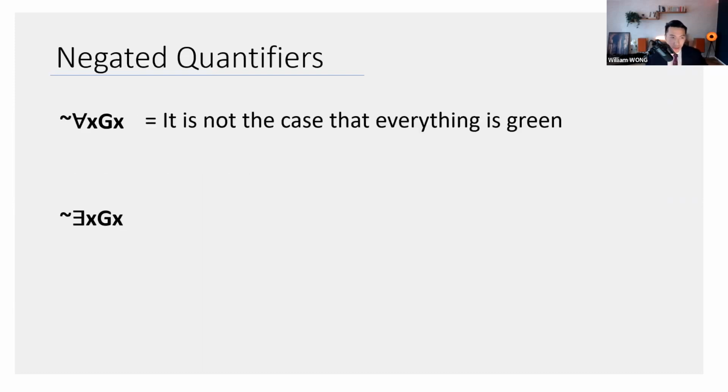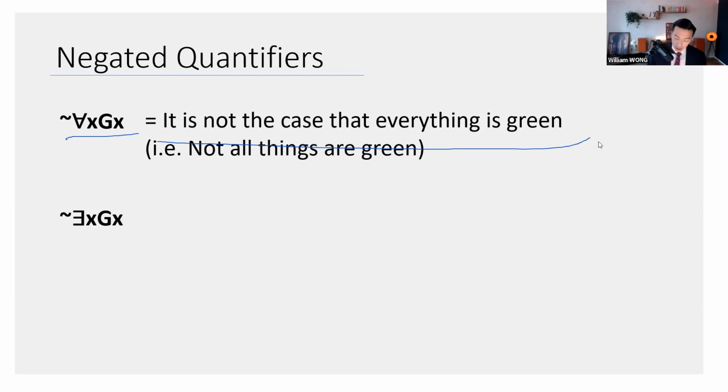Okay, how about this? What about negations? We dealt with negations with predicates and names, but here's a negation of a quantifier. What does this mean? Well, I've given it to you here. This just says it is not the case that everything is green. That's just saying not all things are green, right? The negation is applying to the quantifier. So you say it is not the case that for all x, x is green, which is, of course, not all things are green.